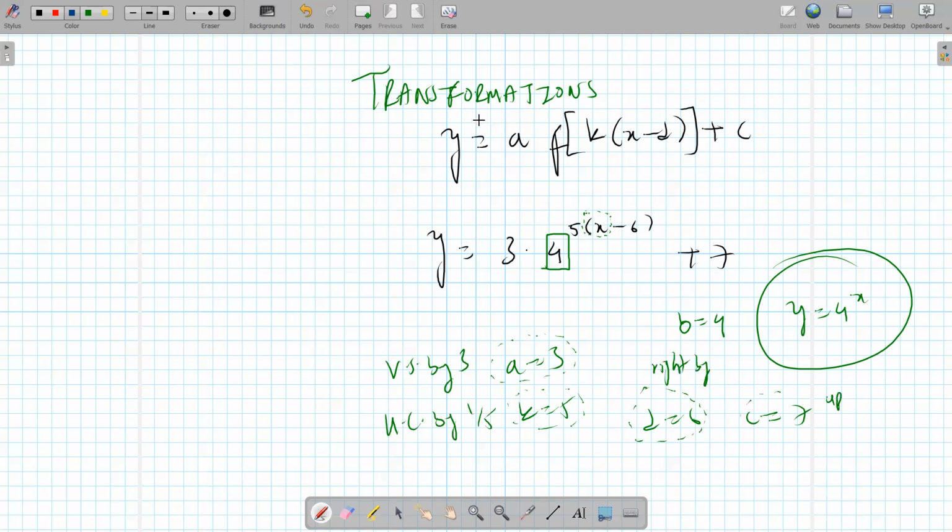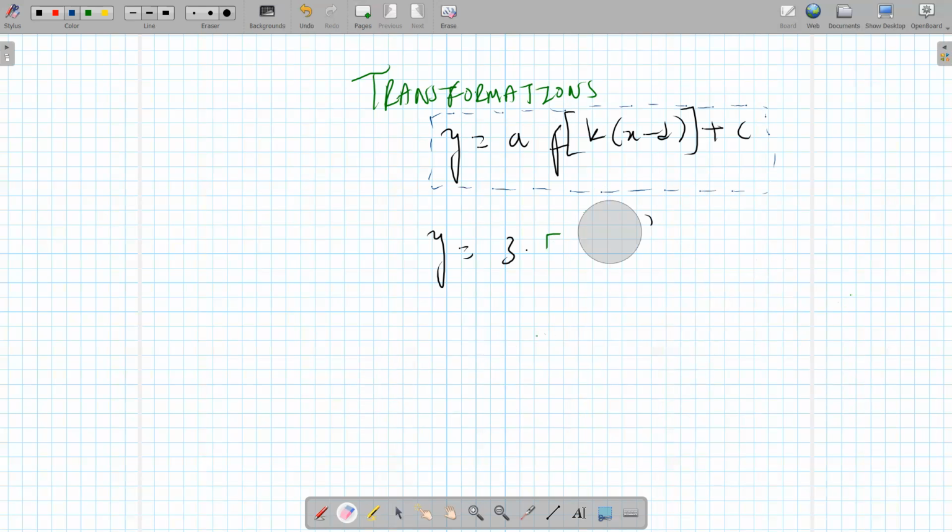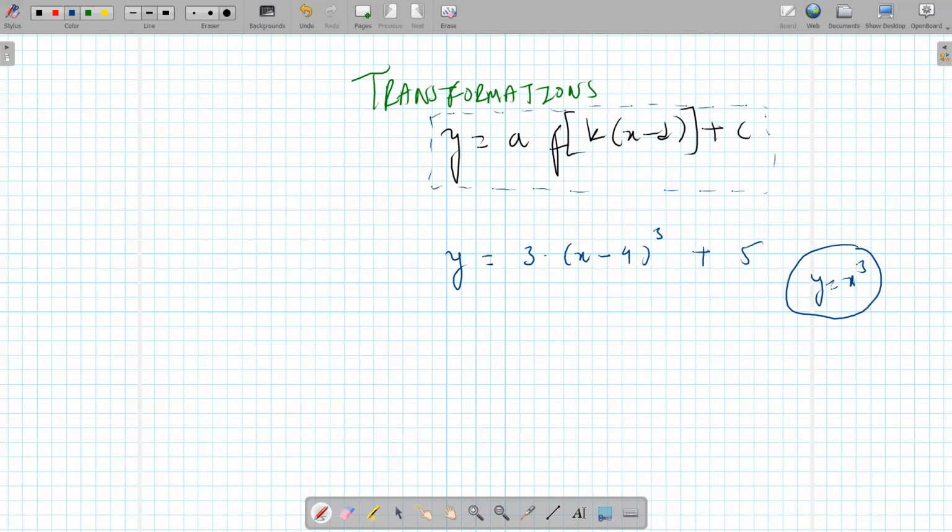You see this same trend, the rubric is going to be exactly the same. Now, what do I mean by that? Check this out. So this was for an exponential function, right? What if we do this for a cubic function? Look at this. 3 times x minus 4 cubed plus 5. What's our function here? What's the parent function? It is not an exponential function here. What's the degree of this function? 3, right. The parent function here is y equals x cubed, okay? This is our parent function.